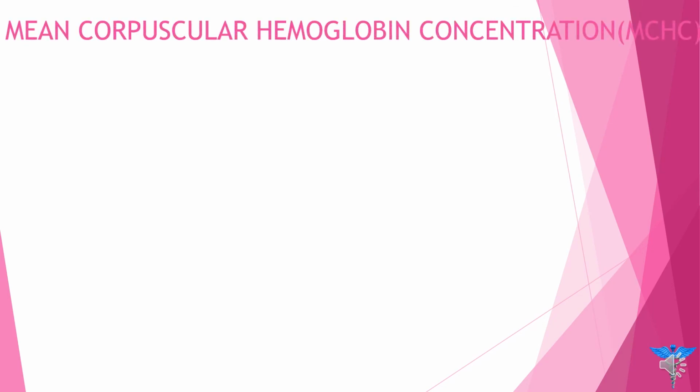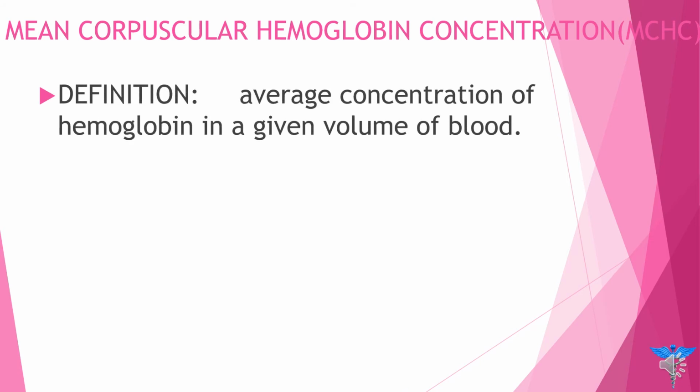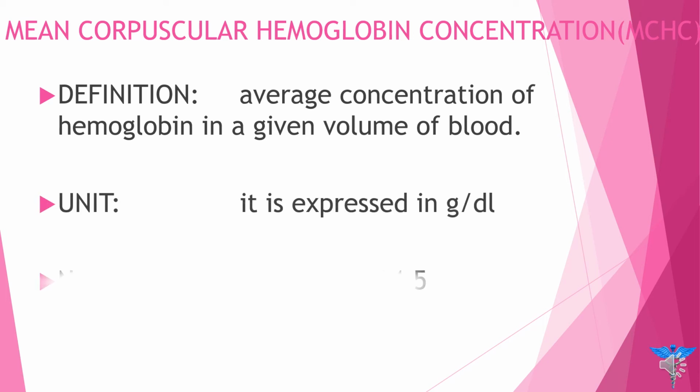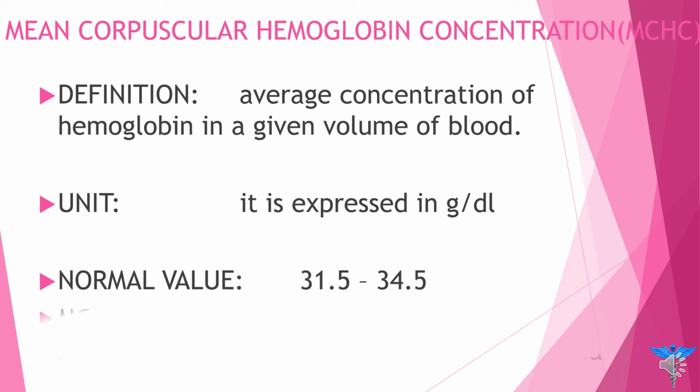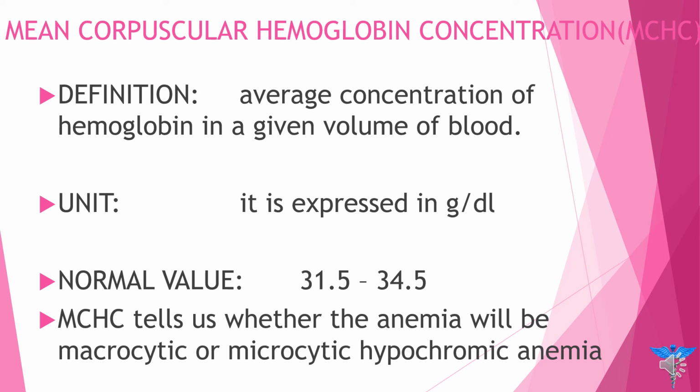Now the third red cell index is the mean corpuscular hemoglobin concentration, which is the average concentration of hemoglobin in a given volume of blood. Its unit is grams per deciliter, and its normal range lies between 31.5 to 34.5. This MCHC tells us whether the anemia will be macrocytic or microcytic hypochromic. If the MCHC value is less than 31.5, the anemia is microcytic hypochromic, while if the MCHC value is greater than 34.5, the anemia is macrocytic.